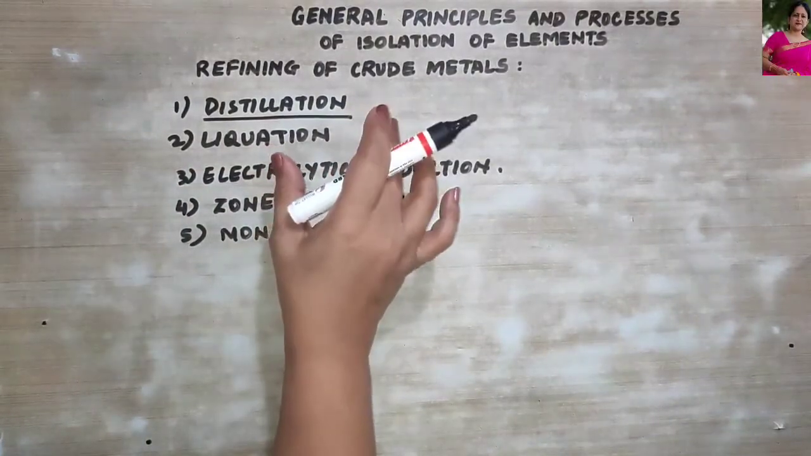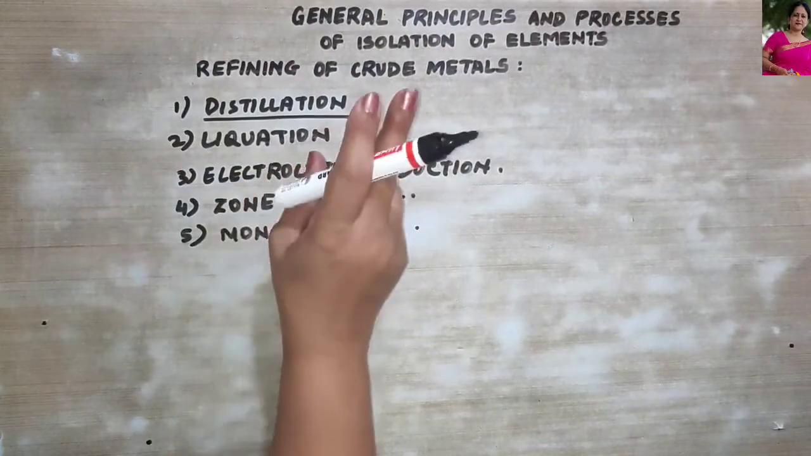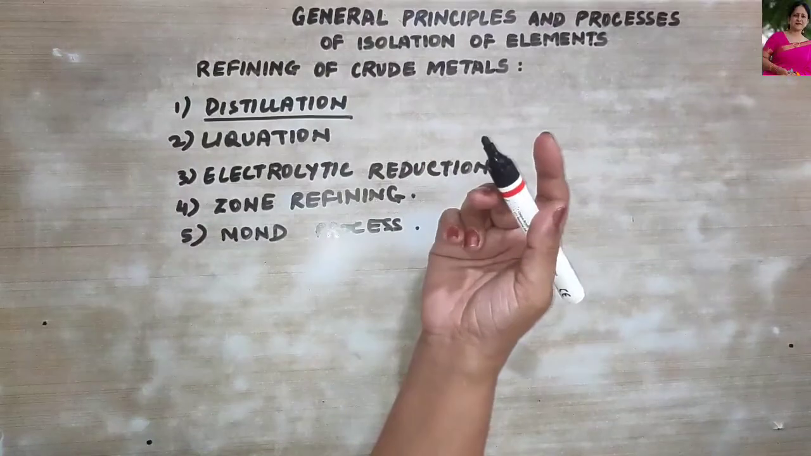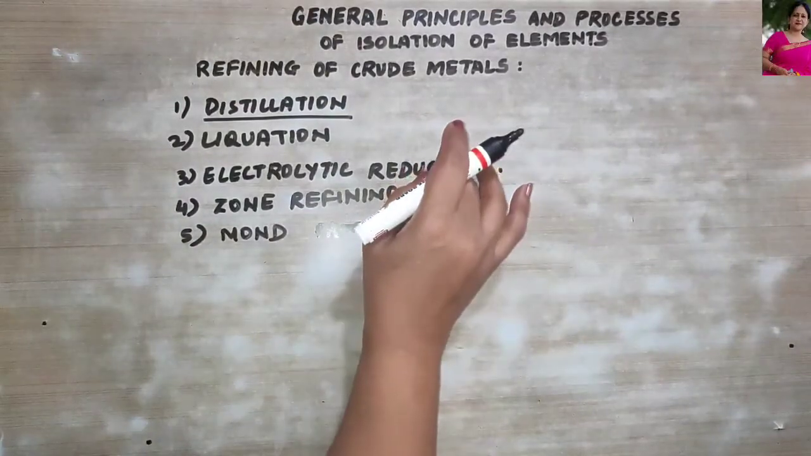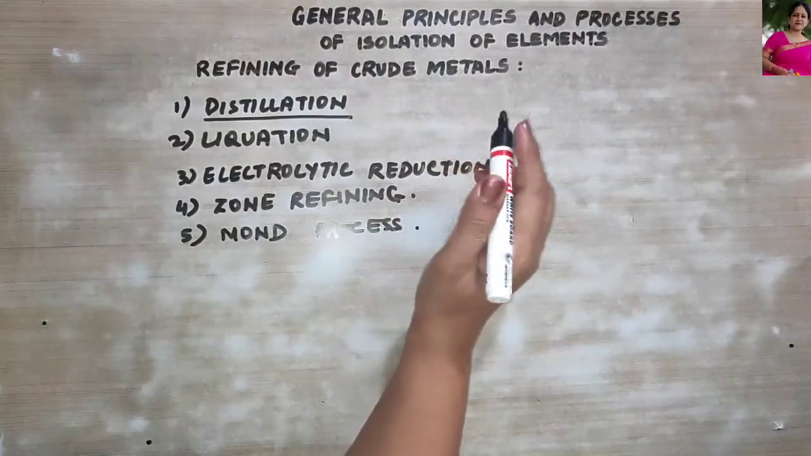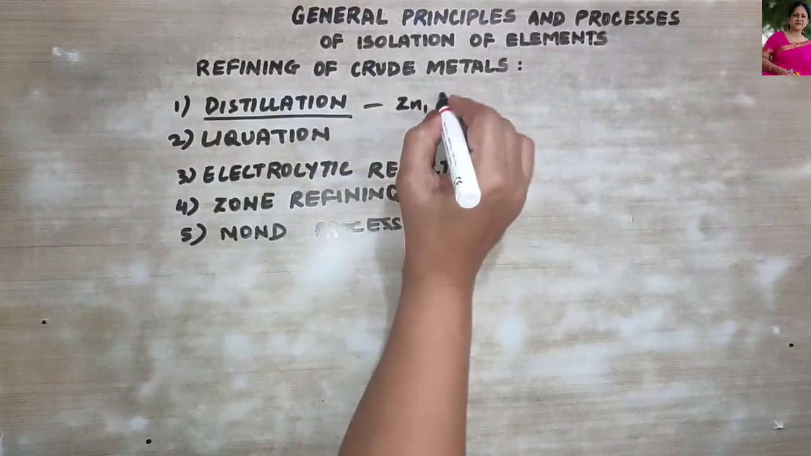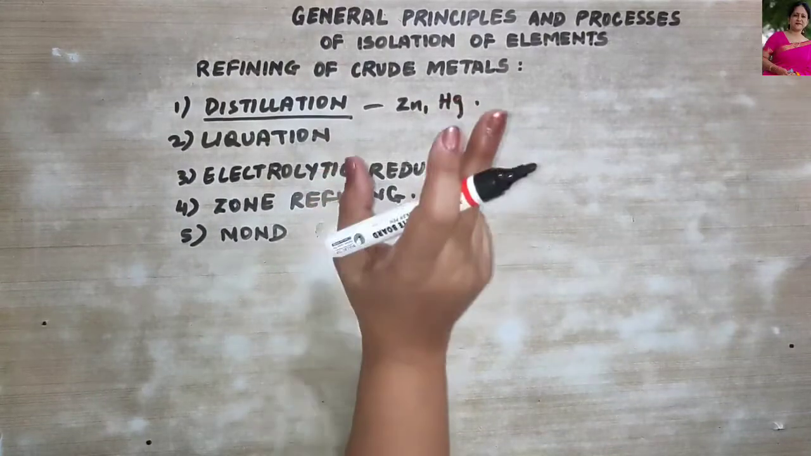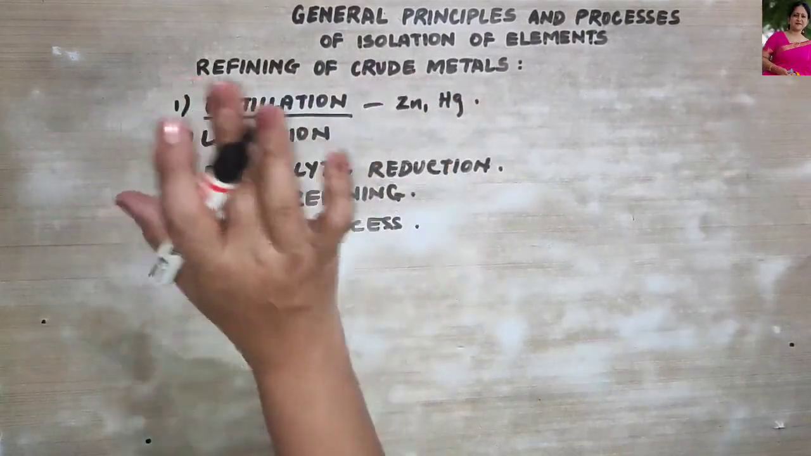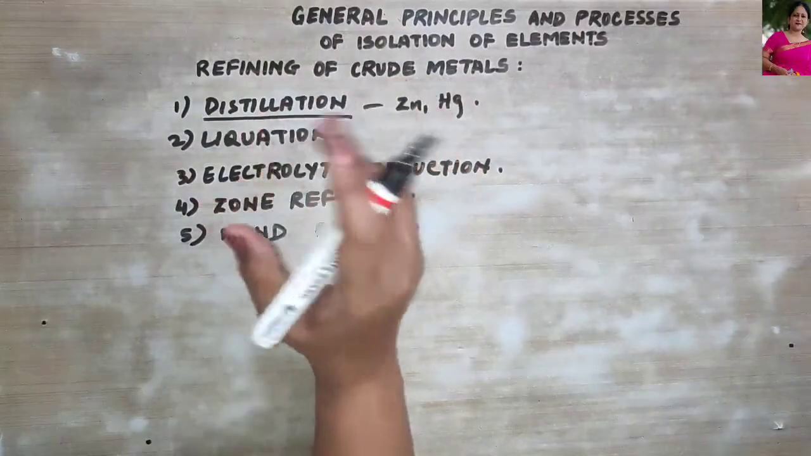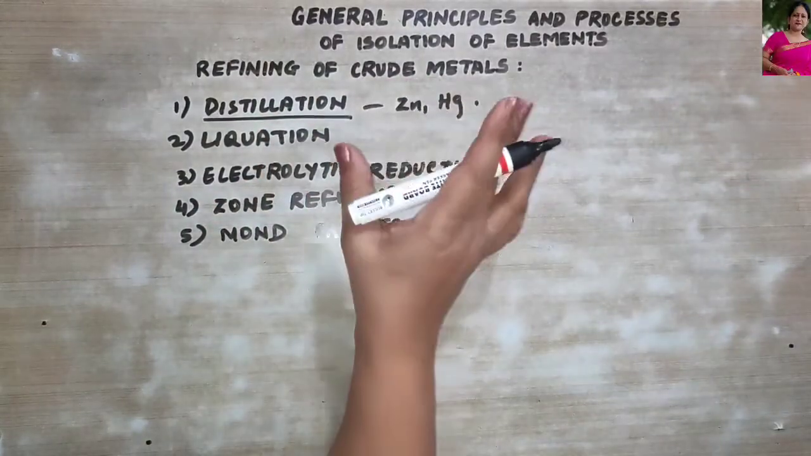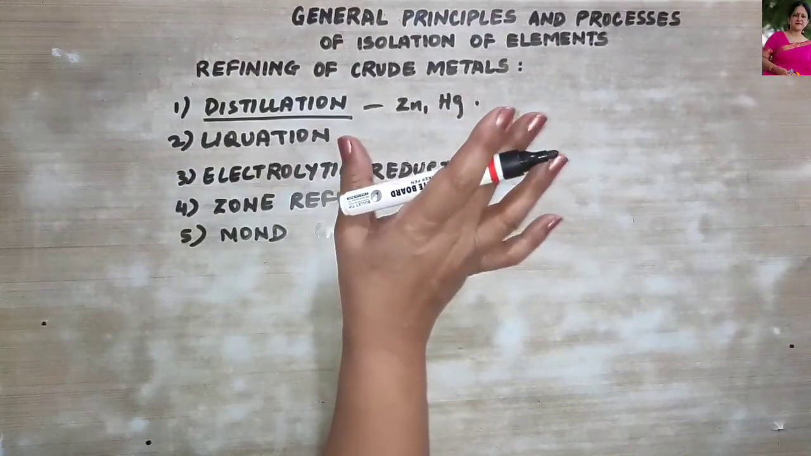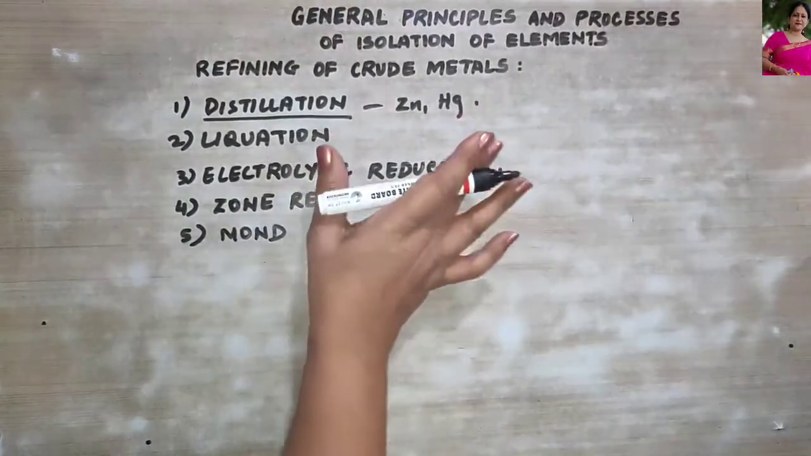This method is used to purify the volatile metals, like zinc, whose boiling point is 907 degrees Celsius. It can also be used for mercury. They can be zinc and mercury, right? In this method, the impure metal is heated in a big container. Then more volatile components evaporate first and leave the less volatile component behind. Is this point clear in distillation?